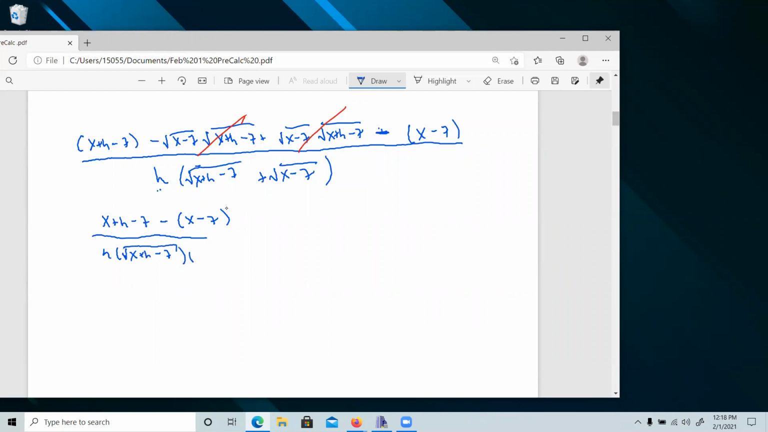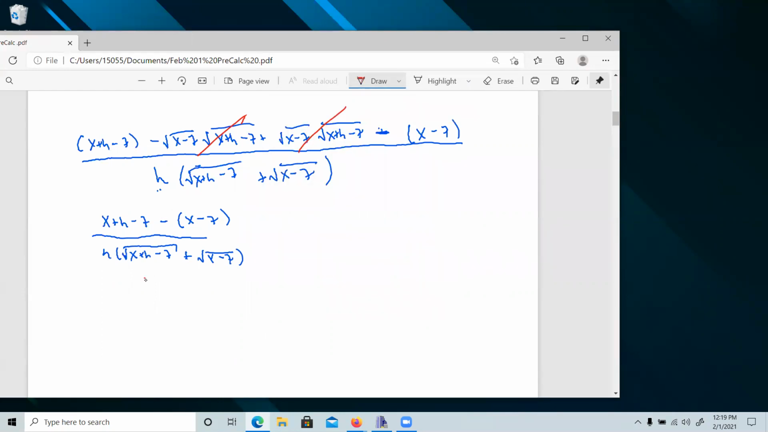And then we have, oh, there's a plus in here. I shouldn't have closed my parentheses just yet. Erase. And plus square root x minus 7. All right. So what happens up top here?